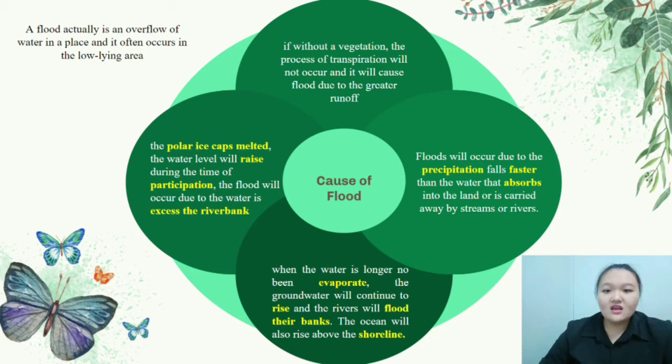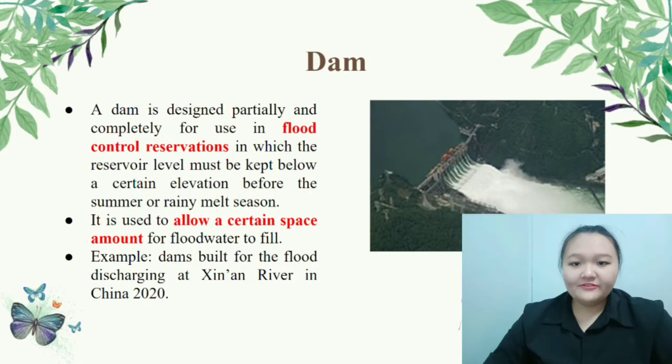And when it's dry, during the time of precipitation, the flood will occur because the water exceeds the river bank. When we contaminate and drain more and more of the wastewater from the groundwater, river, and lake, it will destroy the fresh water and it will flood parts of the system that will affect how people live. Furthermore, without vegetation, the process of transpiration will not occur and it will cause flood due to the greater runoff. One of the methods of flood management is to build a dam.